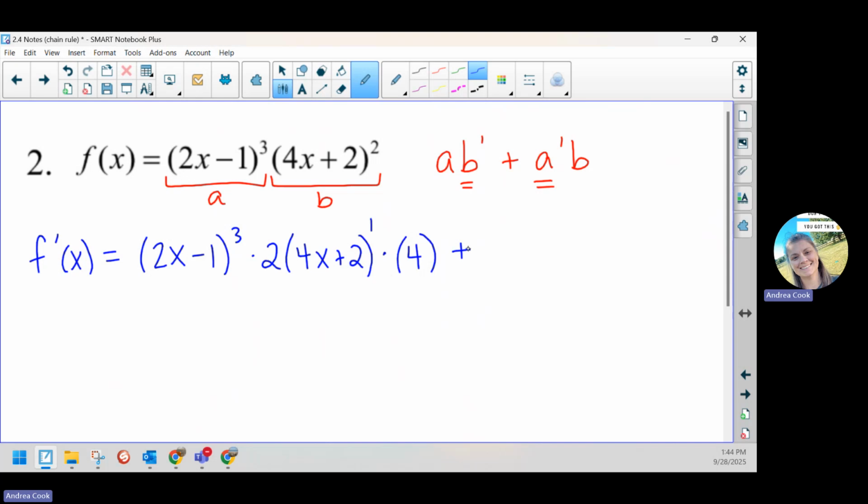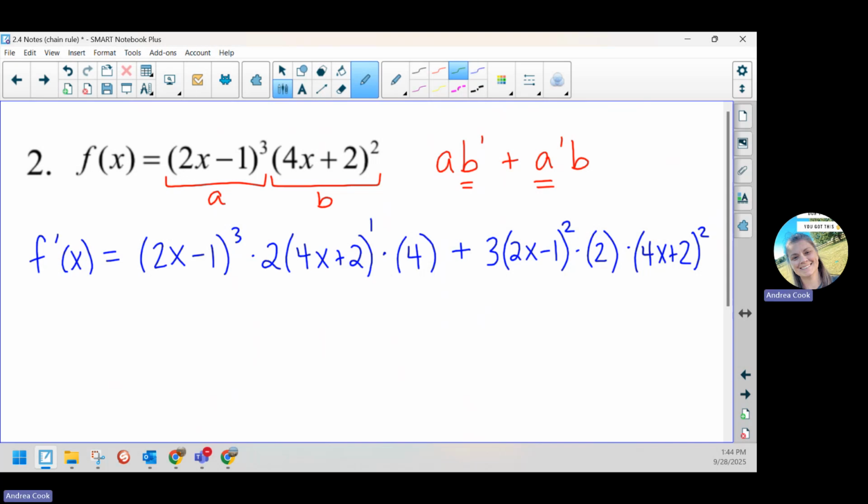Then plus, now I have to find the derivative of a. So I'm going to bring the exponent of 3 down, keep 2x minus 1 the same, subtract 1 from the power, and chain on the derivative of the inside function. So the derivative of 2x minus 1 is 2. And then times b, which is just bringing that second function down.